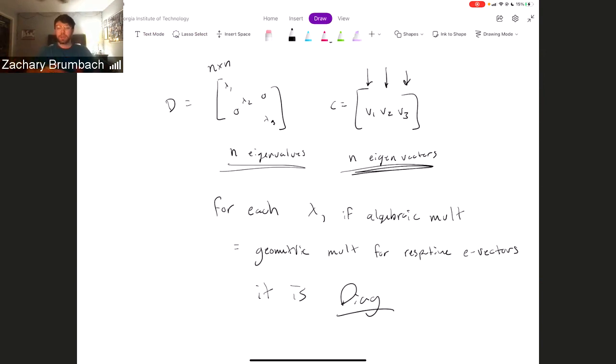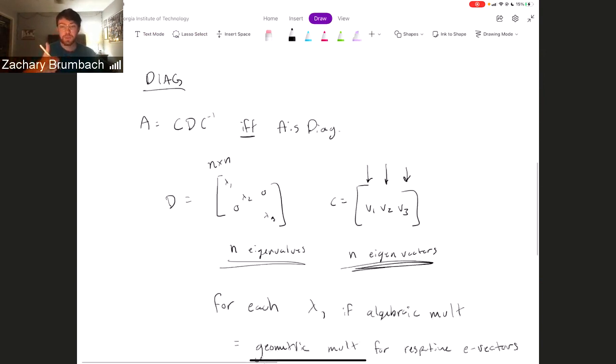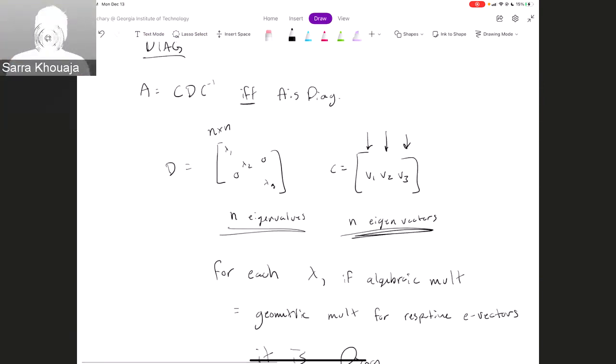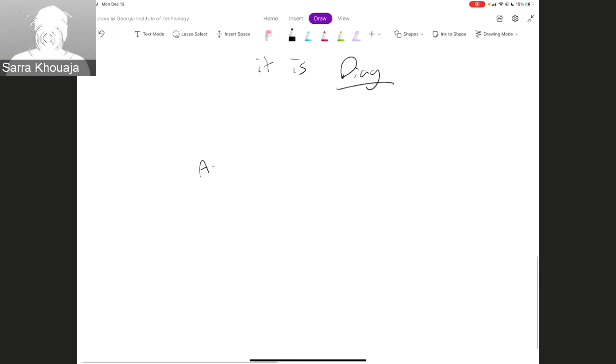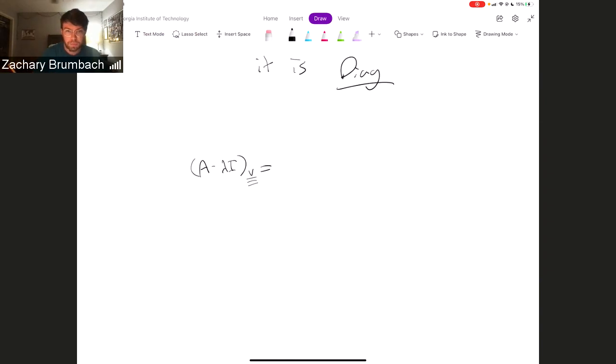Yeah, so algebraic multiplicity. Algebra is numbers. Geometry is a graph. So if it has a geometric multiplicity, that means when we have A minus lambda I, for some v, when we're looking for our eigenvectors.